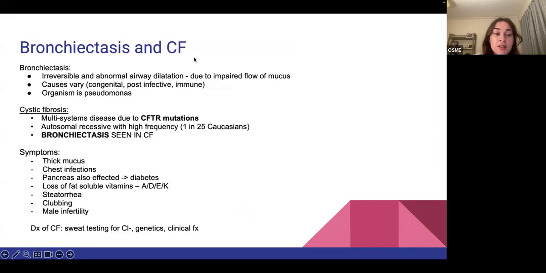So bronchiectasis and cystic fibrosis are the other parts of our obstructive lung diseases. So bronchiectasis is irreversible and abnormal airway dilation, and it's because there's impaired flow of mucus. The causes of bronchiectasis are variable, and if they tend to get infections, they'll have this very foul smelling sputum, and that's because they tend to get Pseudomonas infections.